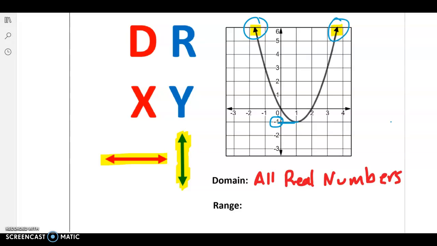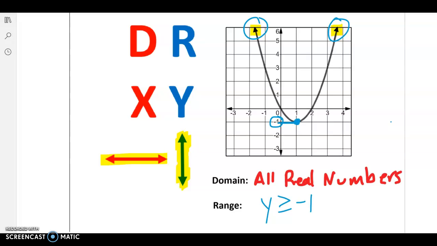So all of our y values are greater than or equal to -1, because there is a point at -1. Remember, that's the vertex. All of our y's are above, greater than, or equal to -1. Okay? There is no highest point. We only use the lowest point. That's an example of a graph that has arrows.